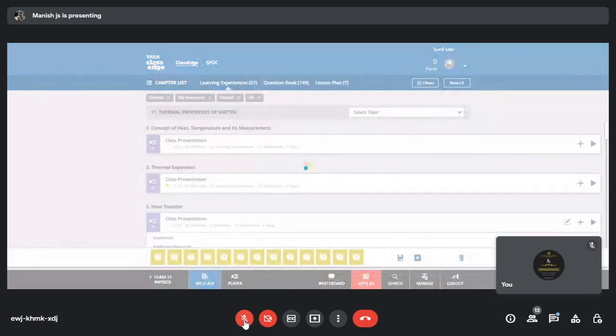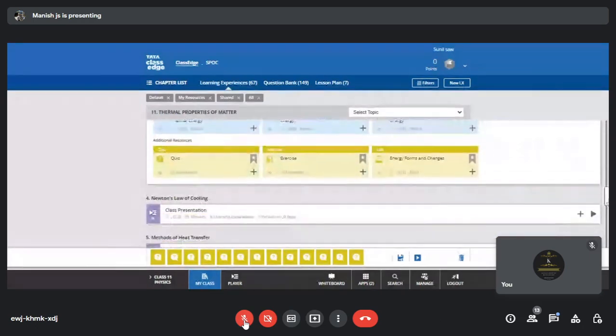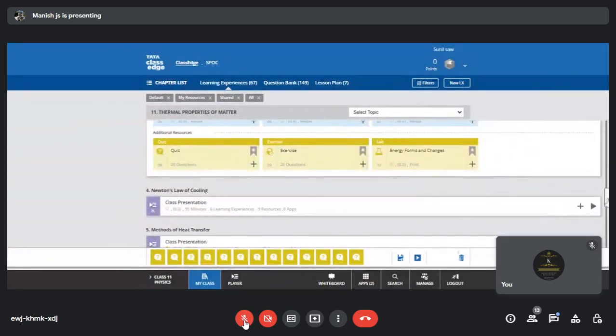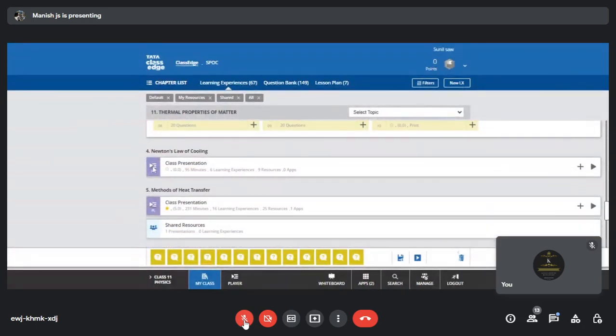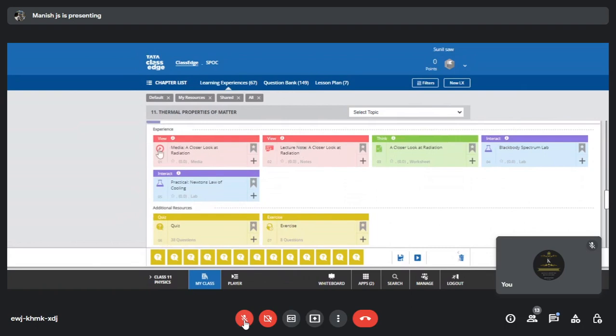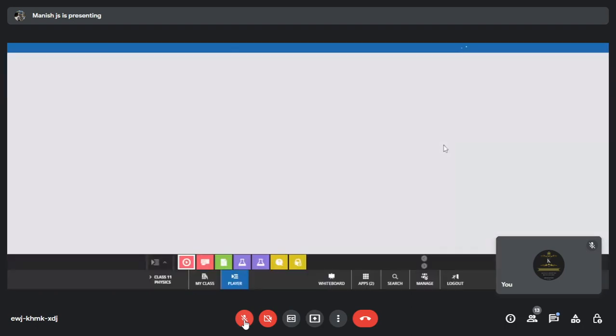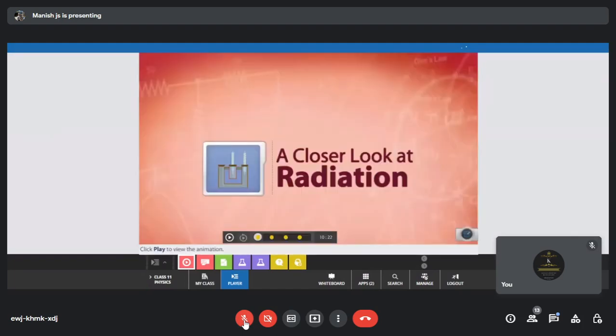Next is an important concept, Newton's law of cooling. Many questions come based on this, and we have different questions based on it. So let's look at Newton's law of cooling. I wanted to do this today. Okay, I'm playing the animation.